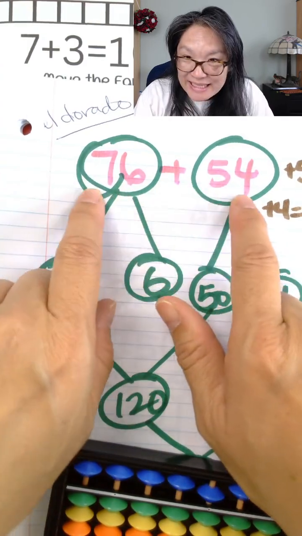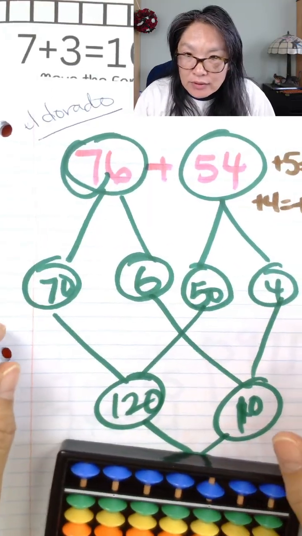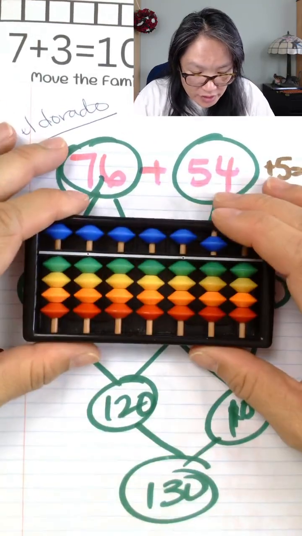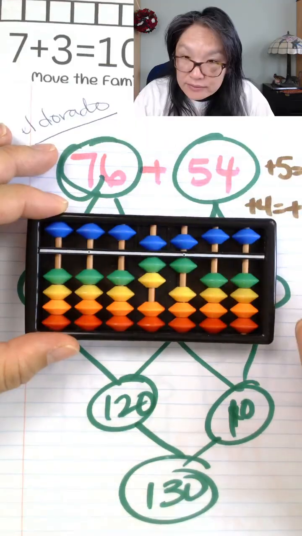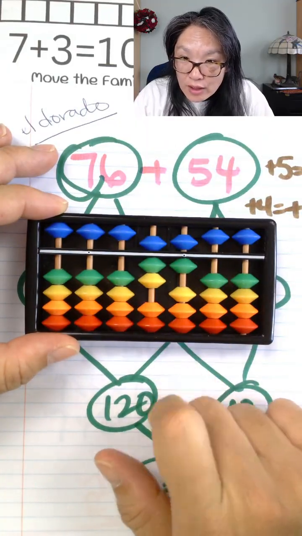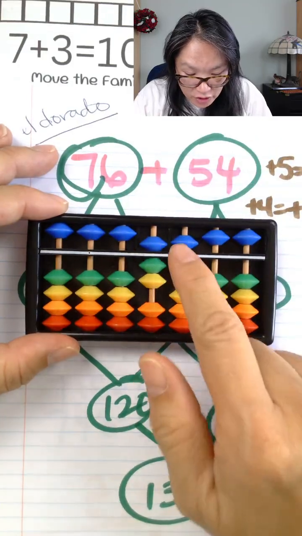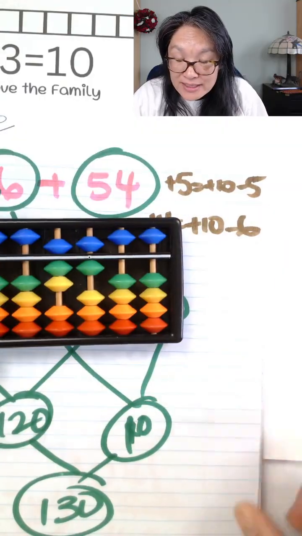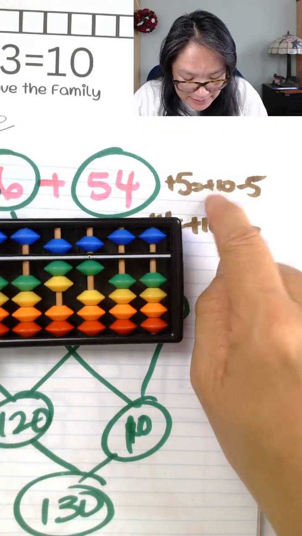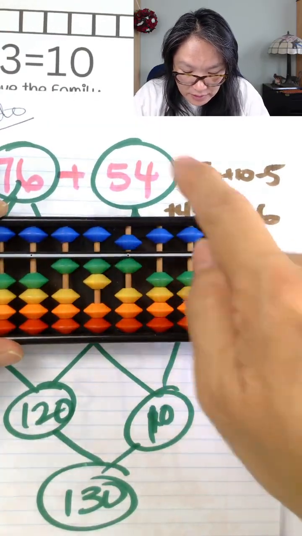But again, don't forget, even though you get pictures, this is still very abstract, right? We can do it on the abacus. We have 76. I want to add 54. Add the 5, add the 4, add the 5. How do you add the 5? There's not enough beads to add the 5. We know how to add the 5. Add the 5 as what? Plus the 10 minus the 5. So we're going to plus the 10 minus the 5, right? We're done with this 5.